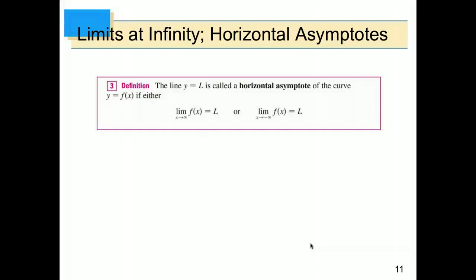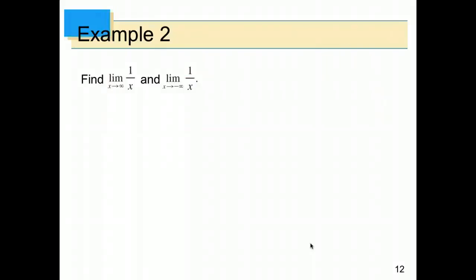Of course, they could both happen, and you'd have that where it approaches that line y equal L on both sides, but not necessarily, just one or the other to make that a horizontal asymptote. Okay, in our next example, we're going to take a look at hopefully a very familiar function to you, the function f of x equal 1 over x. And we're going to look at the limit as x approaches both infinity and negative infinity.